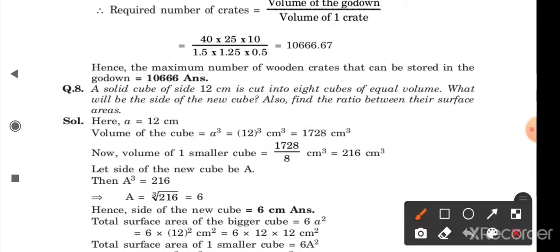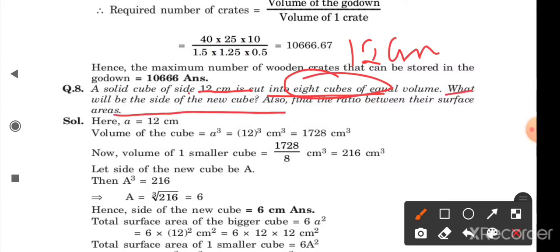In question number 8, a solid cube of side 12 centimeter, that means 12 centimeter cube, is there, and you have to cut it into 8 cubes of equal sides. What will be the side of the small cube? So first you will write the side of the big cube, and the volume of the big cube will be 12 into 12 into 12.